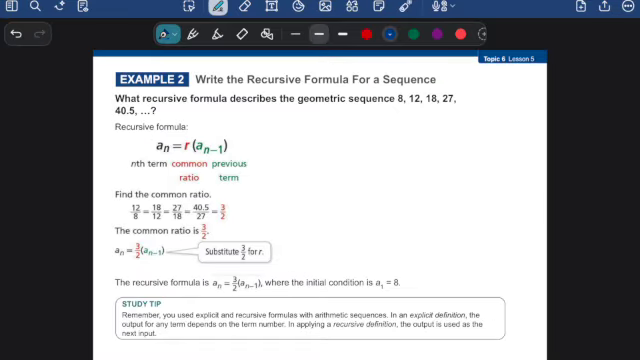Example 2, writing the recursive formula. So remember the recursive formula, that keyword is recursive. We have to know what comes before. It's happening over and over again. It is recurring. So this one tells us the pattern, but we have to know the previous term. Remember that was written as a to the n minus 1. So we have to have the previous term in our recursive formula.